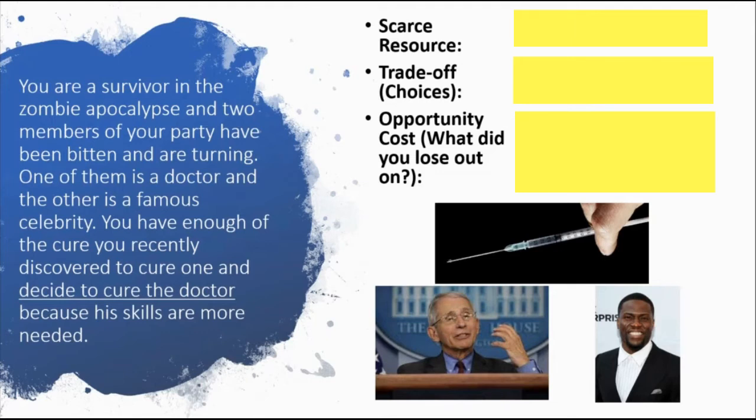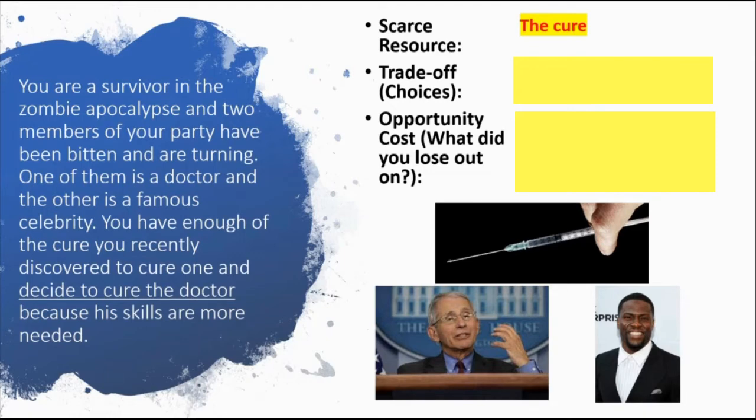One of them is a doctor and the other is a famous celebrity. You have enough of the cure you recently discovered to cure one of those individuals, and you decide to cure the doctor because his skills are more needed. All right, so here, our scarce resource, the reason we're having to choose, is obviously the cure. The cure for this zombie virus is what's scarce. We only have one dose left, but we got two people that need it, so you got to choose, right?